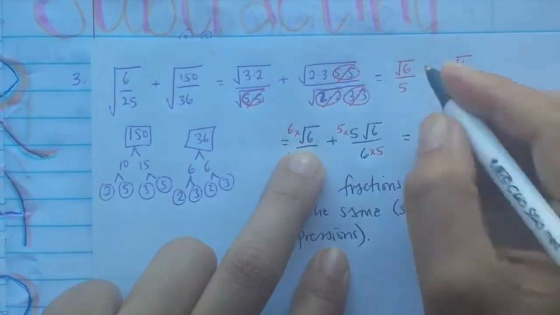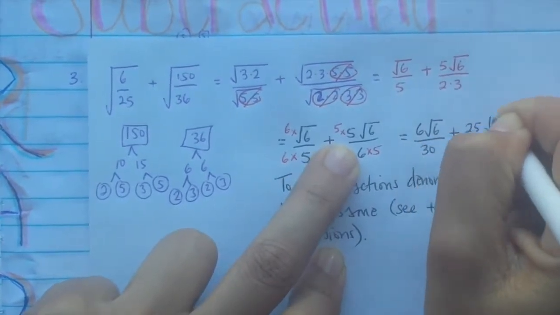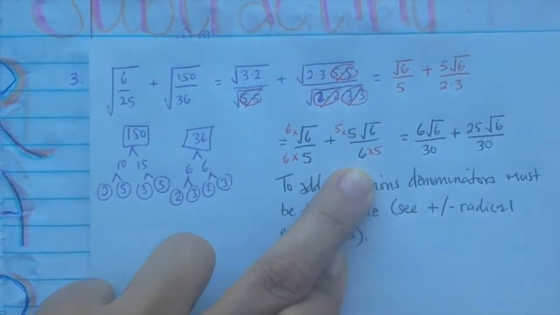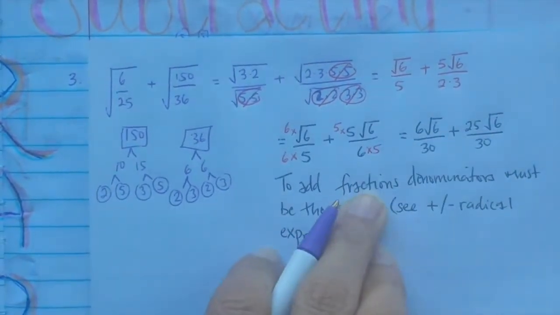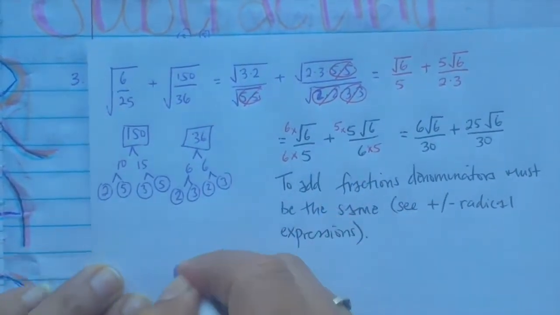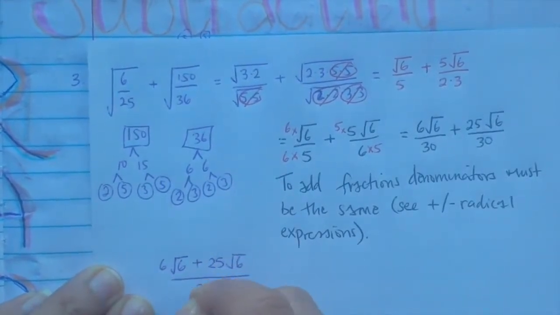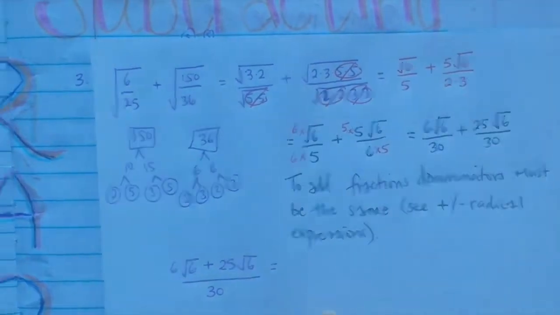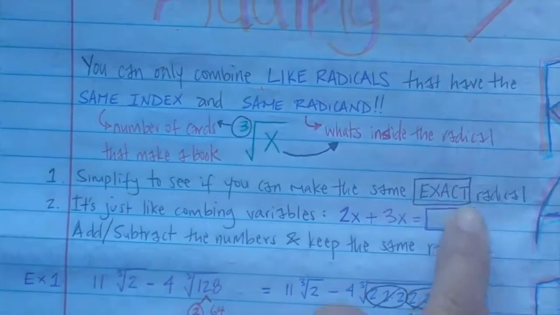So by 6 and by 5. That's going to give me 6 radical 6 over 30 plus 25 radical 6 over 30. Now my denominators are the same. Remember, you can just put it over one denominator, and now you can just add the numerators. So it's going to be 6 radical 6 plus 25 radical 6 over 30. And again, just like we just learned, adding radicals is like adding variables. The radical is like the x.